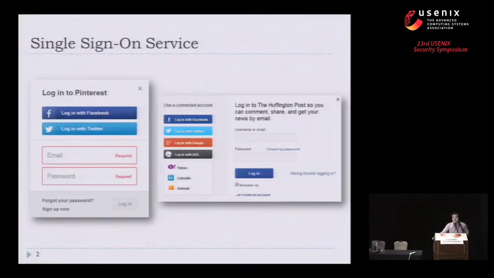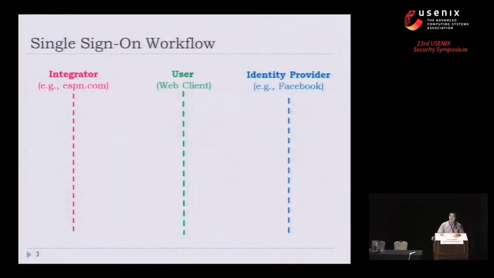Single sign-on service, in case you haven't heard of it, is a type of service that enables the user to log into multiple applications using only one single account. Presumably, this is your social network account, such as Facebook or Twitter. So how do you integrate such a thing into your application? Here is a typical workflow.